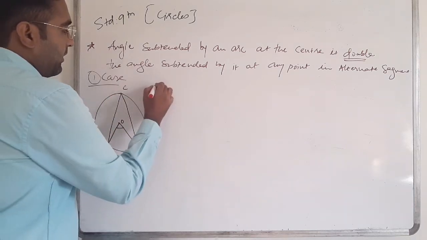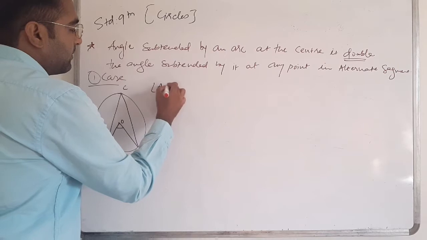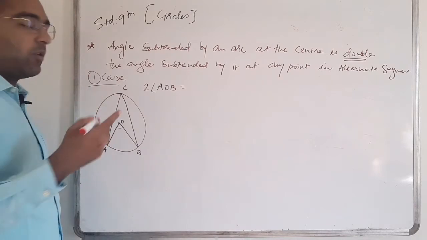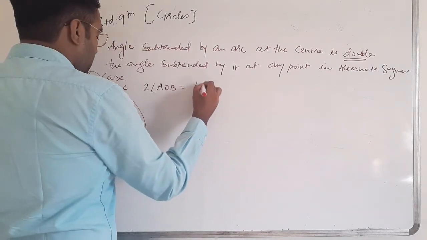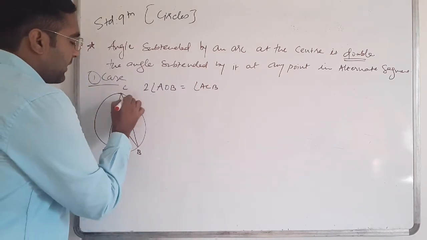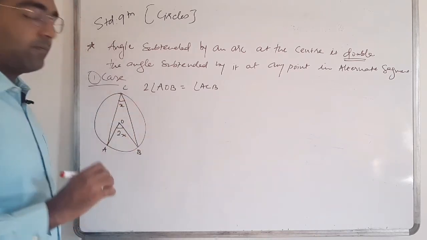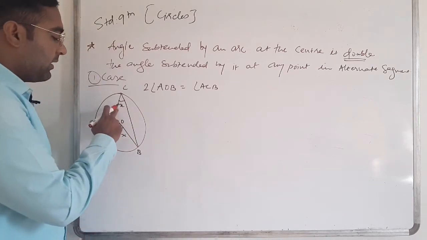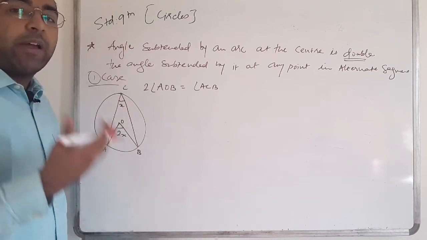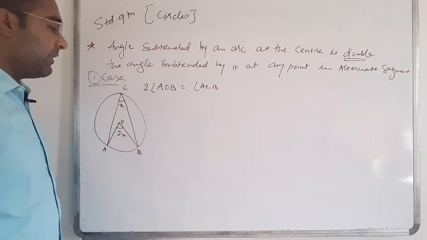So angle AOB is double, or twice, the angle ACB. Clear? If here my angle is x, then here my angle is 2 times, 2x. This angle at the center of the circle is double the angle subtended by the arc in the alternate segment, that means at the remaining segment.